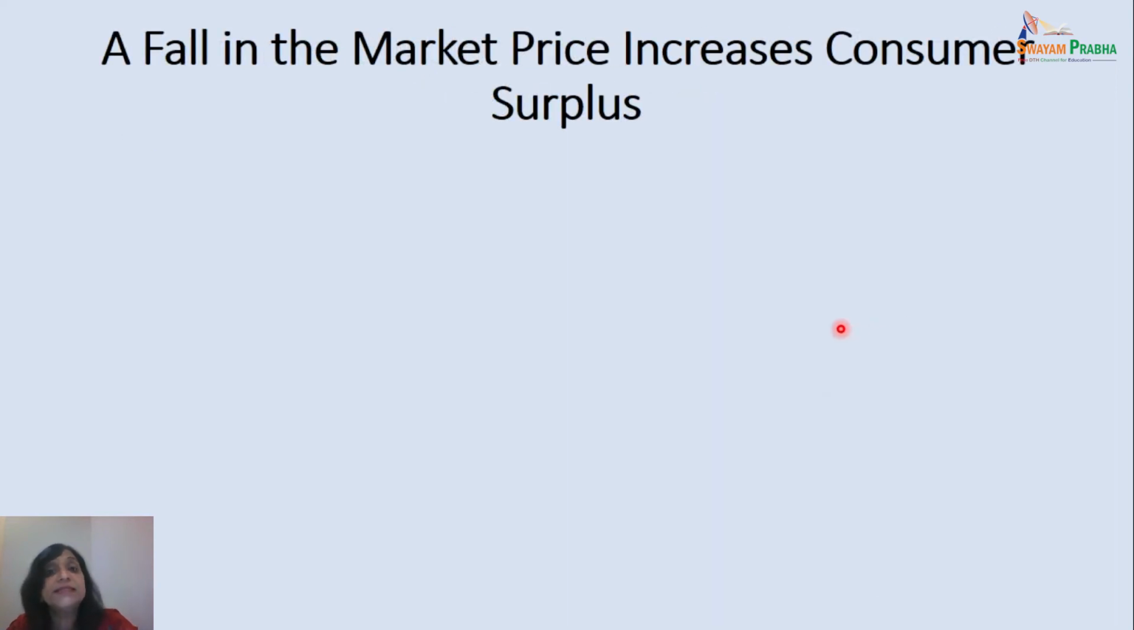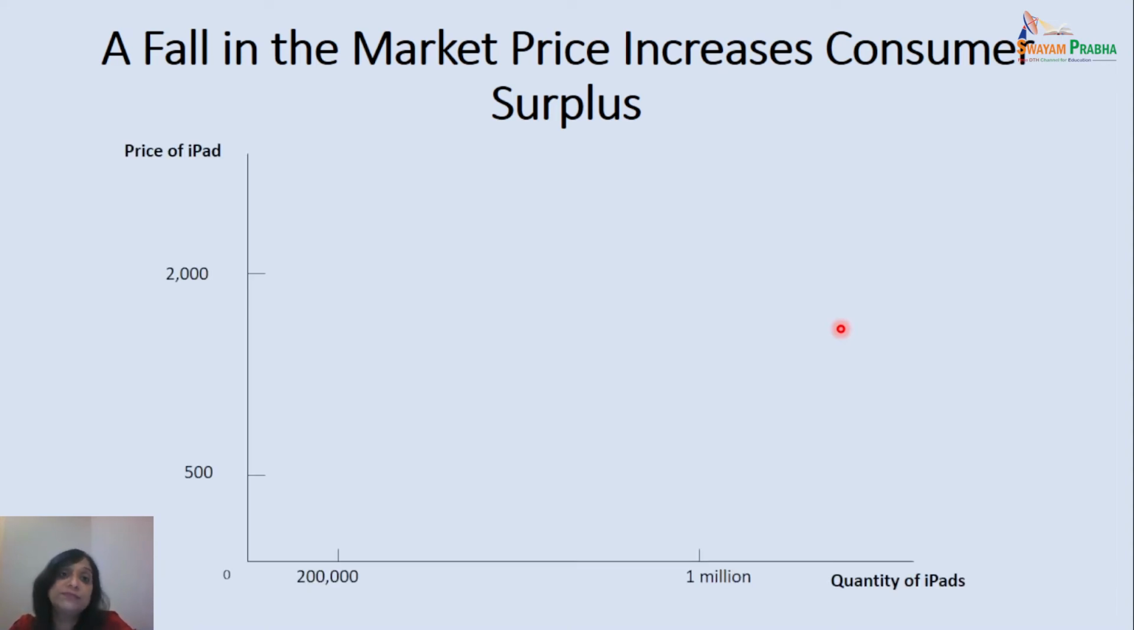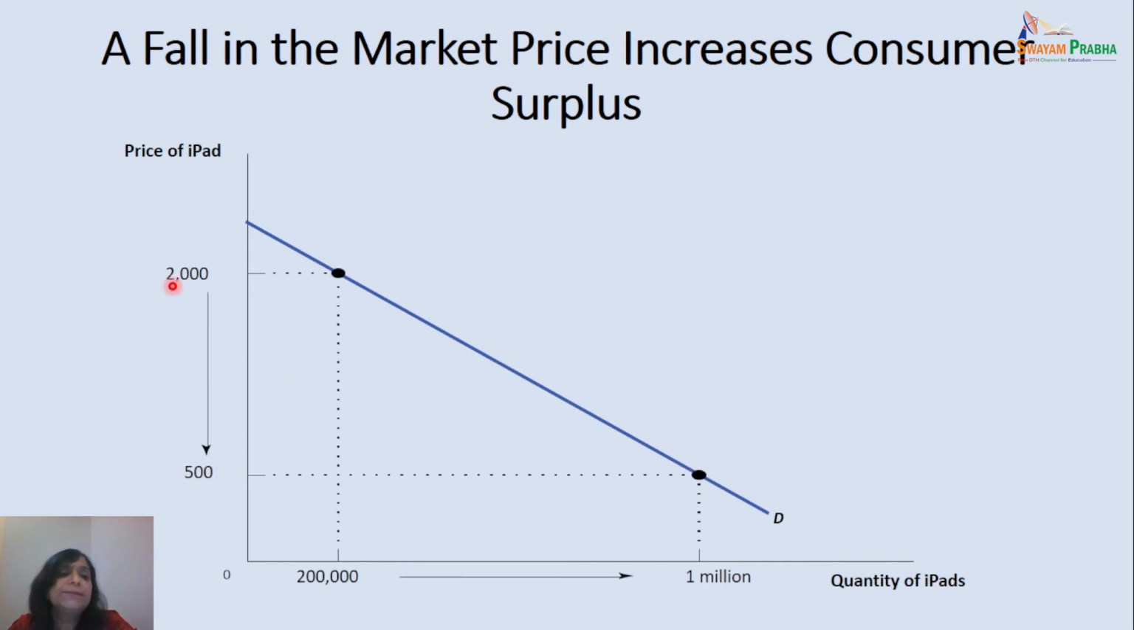Okay, now we will see this example of fall in market price again with the help of the example of iPad. So this D is our demand curve. Let us say initially the price of iPad was 2000. So the demand probably is 200,000 quantity of iPads. Okay, so when this was the case, what was the consumer surplus? The highest point, and the actual price was 2000. So this small triangle, which you can see with my laser pointer, was the initial consumer surplus.